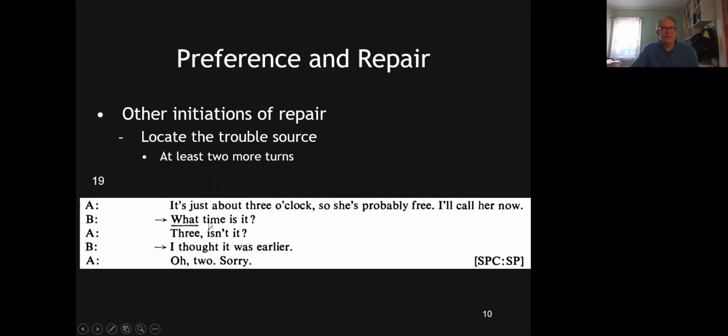But B doesn't just do an outright other repair or outright other correction. It seems to be delayed. And what you can say about this is that this shows the preference for self-repair. Now, we don't know what's in B's head. B may not have known at all that it was an error. Maybe it was an error of hearing, but the fact that it happens a couple times, and that B makes a suggestion and then A does the repair, is an illustration of the preference for self-repair.